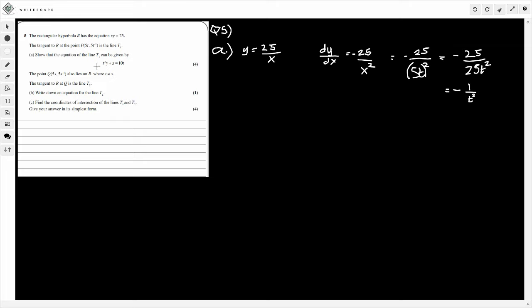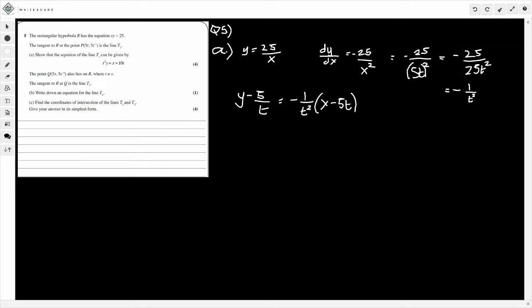Now, because this is the equation of a tangent, the tangent to R, we don't need to worry about finding the negative reciprocal. This is absolutely fine at this point. All we need to do now is just work out the equation of the line here. So that's going to give me y minus y1, so y minus 5 over t, as we're subbing in our y coordinate, that's 5t to the minus 1, so that's 5 over t. That's going to be equal to minus 1 over t squared, x minus x1, so x minus 5t.